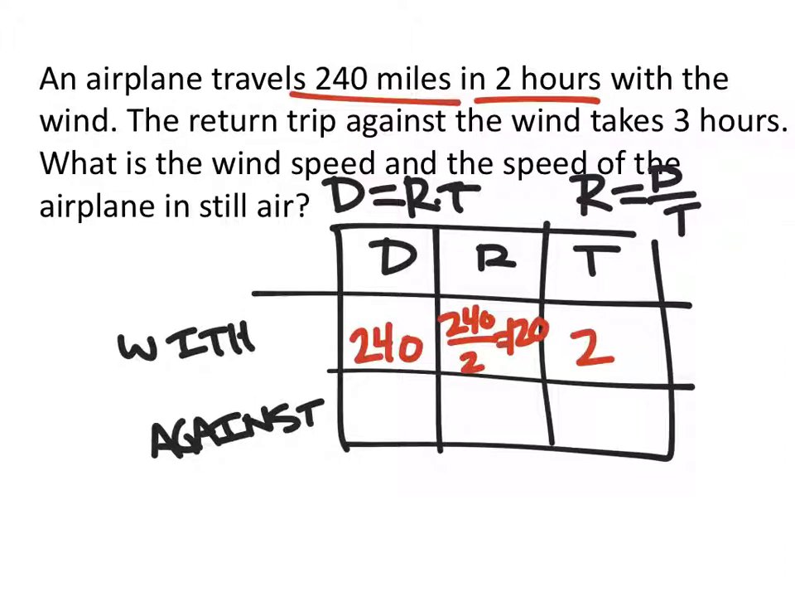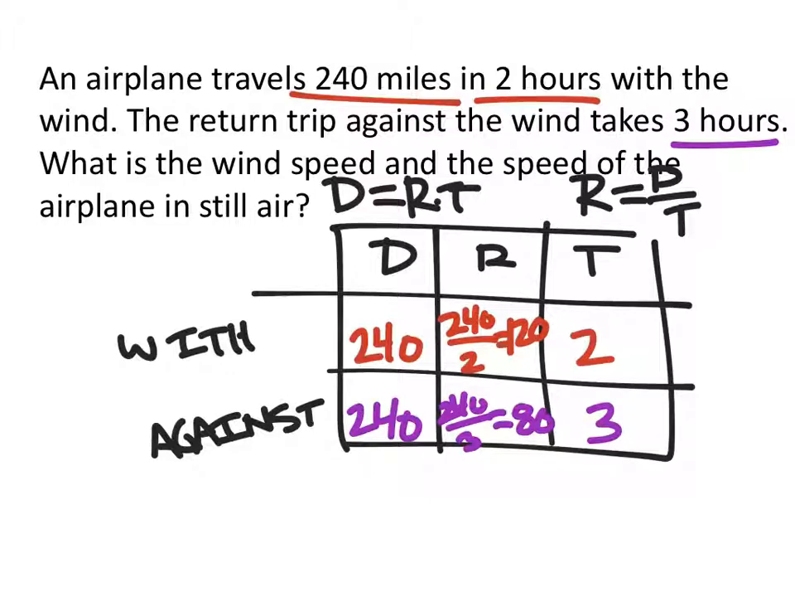So, against the wind though, right? It says it's 3 hours. Now it's the same trip, so we know it's 240 miles. That's fine. It's just the time is going to be 3 hours on this one. So the rate is going to be 240 over 3, which is now 80. Now again, if I were doing this problem, I'd say, well, what's the number right in between 80 and 120? And that's 100. And that means they're 20 apart from 100, both 120 and 80, so I would know the speed of the plane and the wind speed.